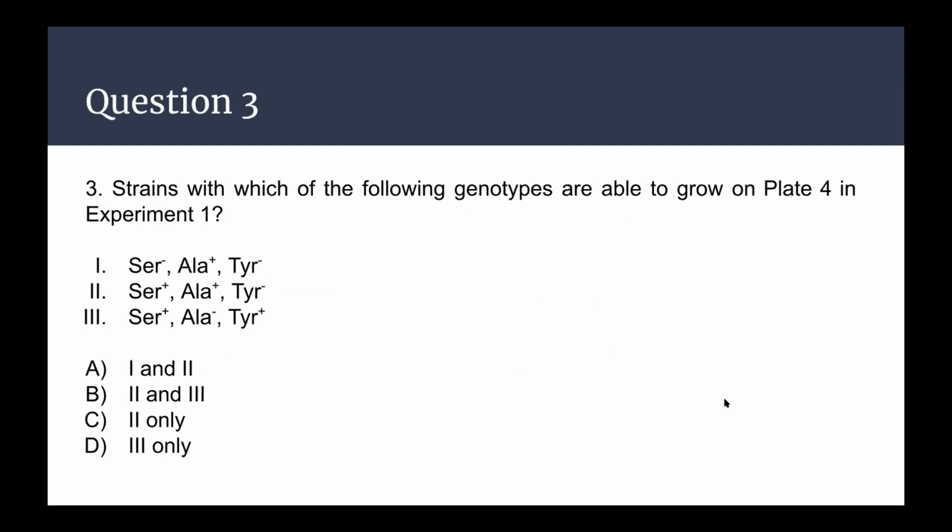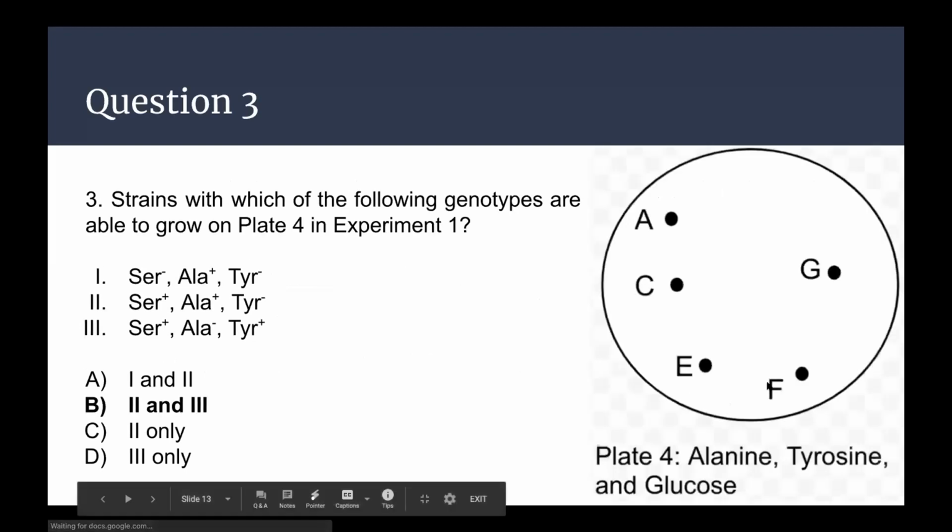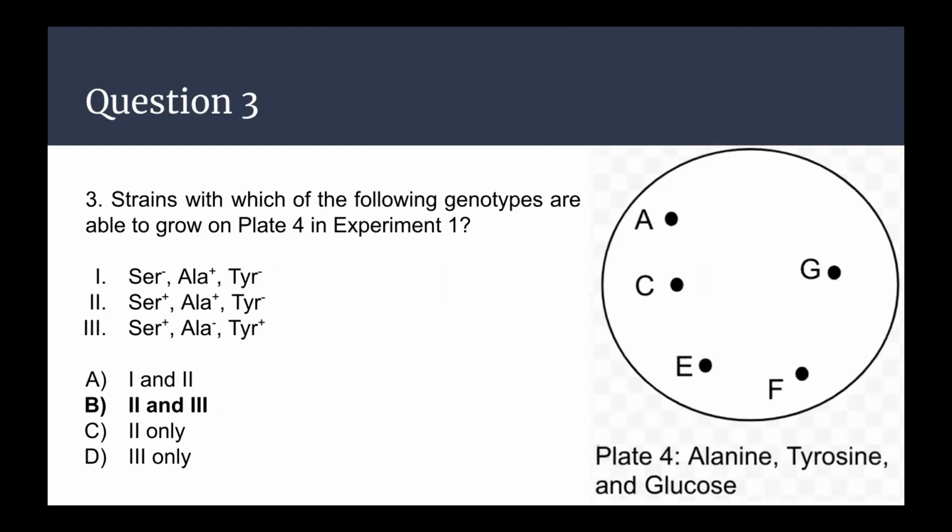So I highlighted the characteristics of the bacteria on, oh wait, no, sorry, I'm on the wrong question. Okay, so for this question, we have to take a look at plate 4 from experiment 1. This plate is given alanine, tyrosine, and glucose. So it's missing serine. Only strains of bacteria that are able to synthesize serine can grow on this plate, since it's not given on the plate. So if the genotype is serine negative, then the bacteria cannot grow because it needs this amino acid, whether it be from synthesizing the amino acid itself or being in a plate that already has it. So notice how we only need to pay attention to serine for this question.